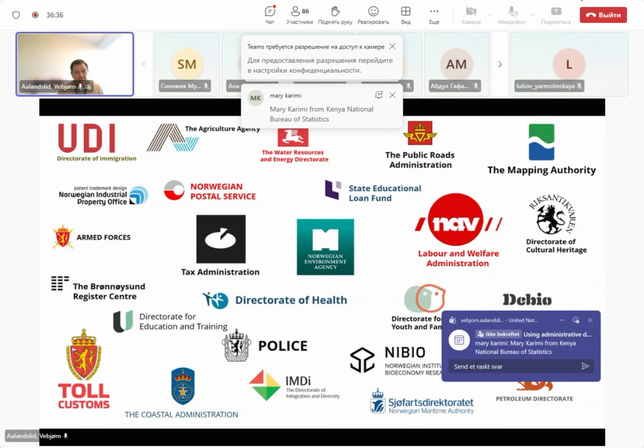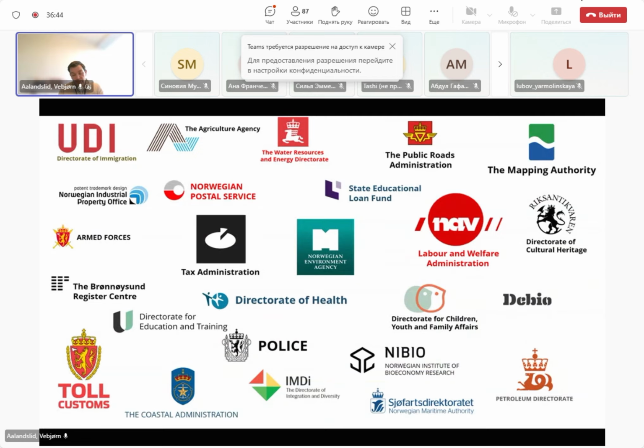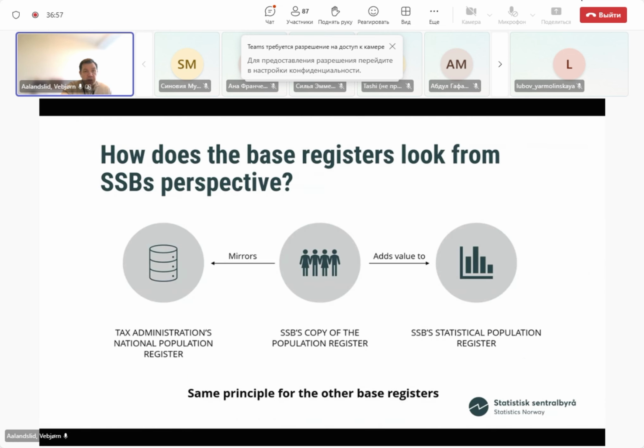the different sources of administrative data that we receive data from. So I'll show a little bit more on how these base registers look from the Statistics Norway perspective.